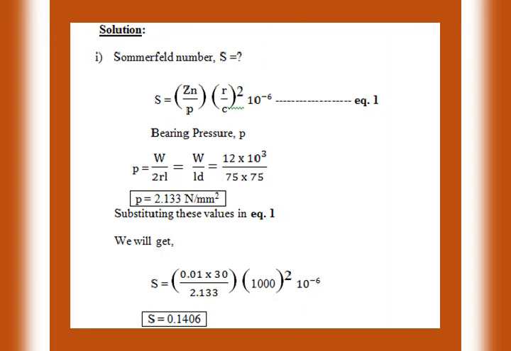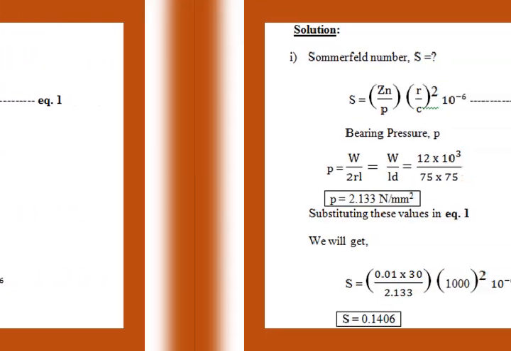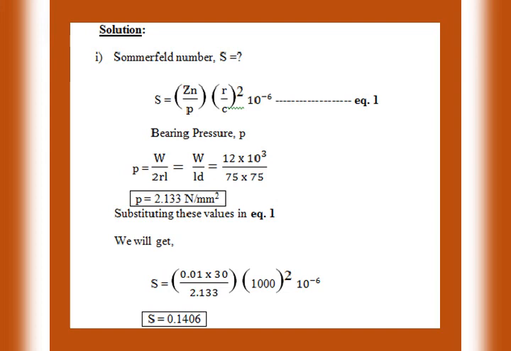Soon after listing all the formulas that are required to solve the particular problem, now we'll move on to the solution. First unknown is Sommerfeld number S is equal to question mark, that can be evaluated by using the equation S is equal to Zn by P R by C square into 10 raised to minus 6. We must use this particular equation. Here bearing pressure, we must call that equation number 1, since bearing pressure P is unknown. Bearing pressure P can be evaluated by using the equation P is equal to W by 2RL, that is equal to W divided by L into D, and substitute the given values.